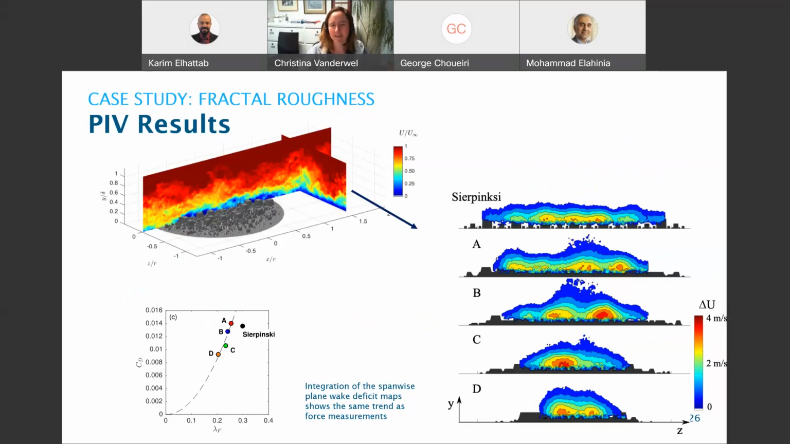the net size, when you go in order D, C, B, and then Sierpinski should fit here in between B and A, and that's the same order that we measured with the drag. So that's good that we see that in the PIV measurements, and it's consistent with the drag measurements. Now, what about the water tunnel experiments?